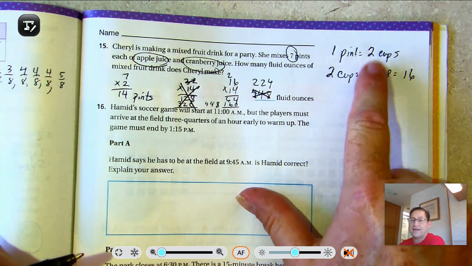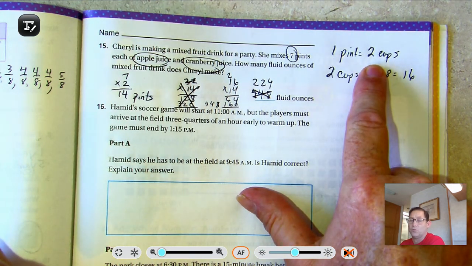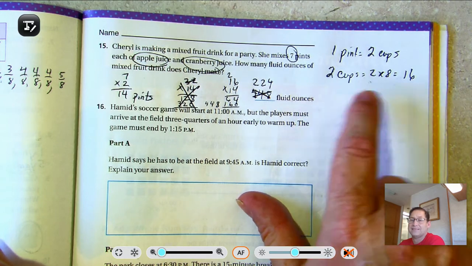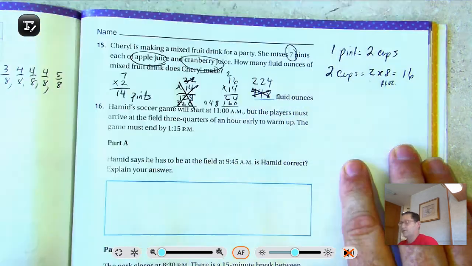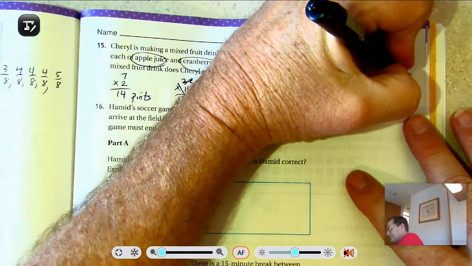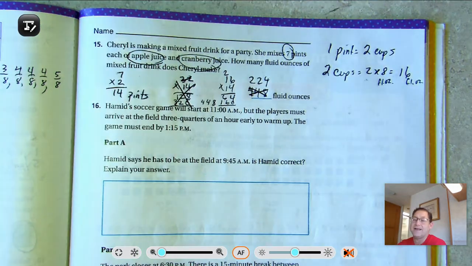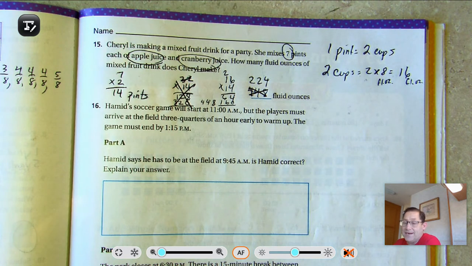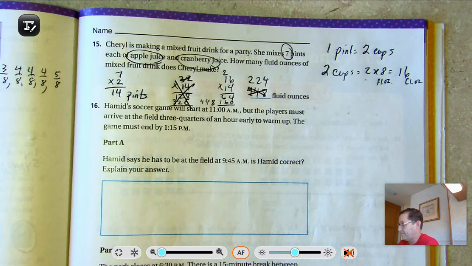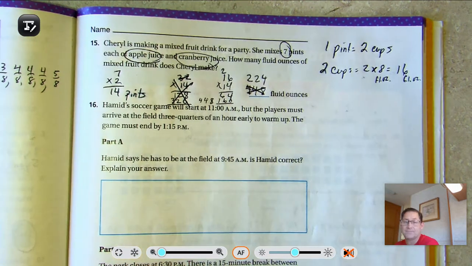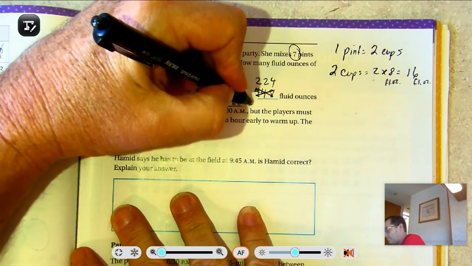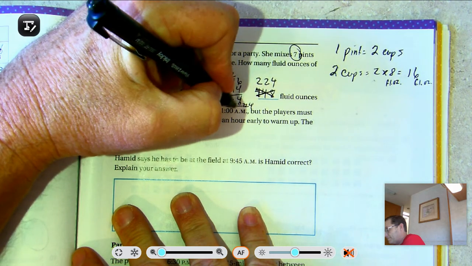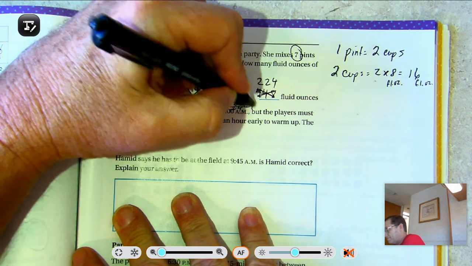A pint has 2 cups total. Every cup has 8 fluid ounces. So 2 times 8 would be 16 fluid ounces in every pint. So then 14 times 16, and that gives us 224.